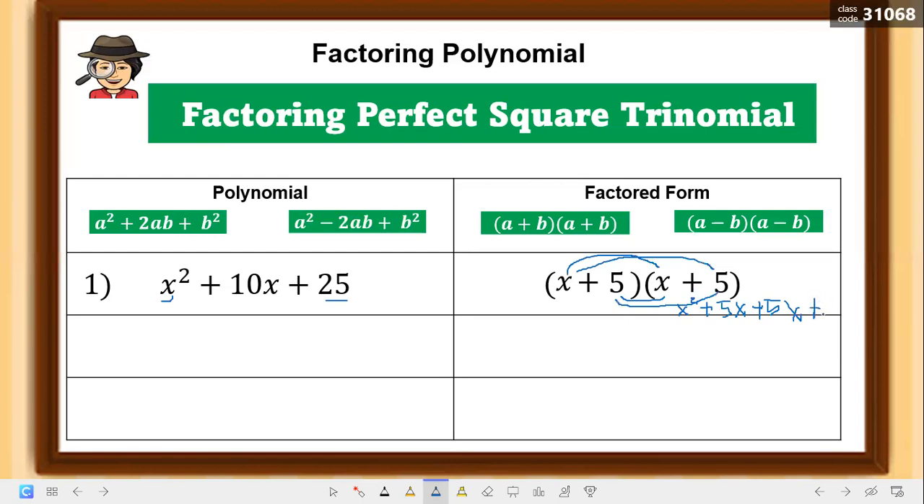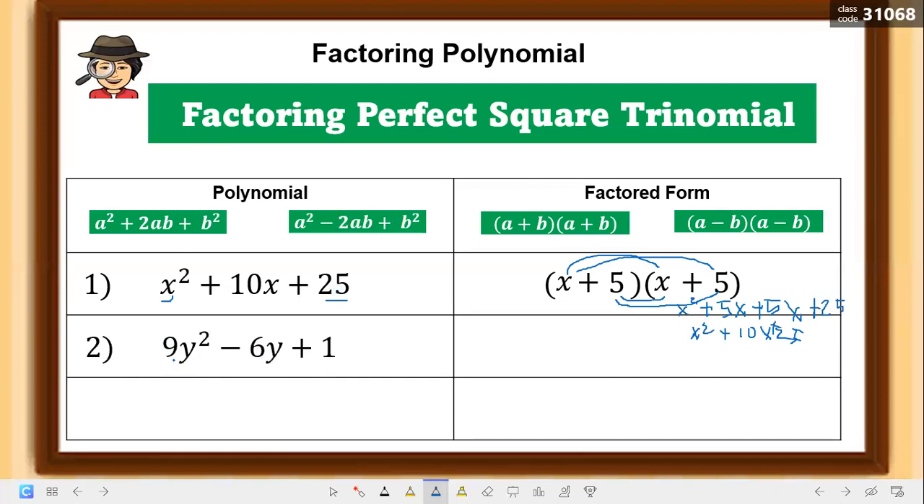Very good. So since hindi pwede makancel yan kasi parehas po silang positive, what will be the sum of 5x plus 5x? 10x po. Okay, very good. Kaya, 10x bumalik po siya doon sa x squared plus 10x plus 25. Okay, kapag hindi bumalik yan doon, you have to check your solution. Okay, let's have number 2.